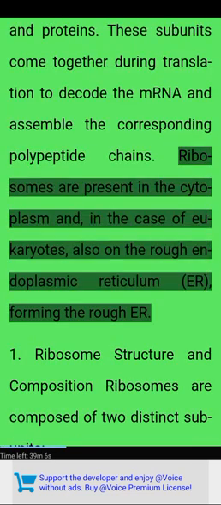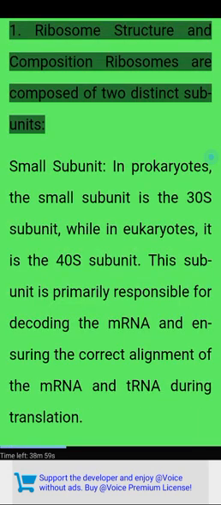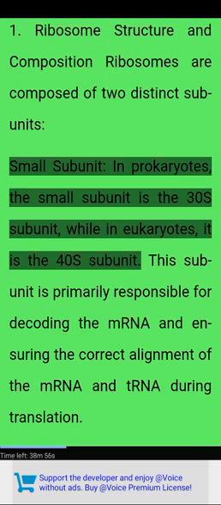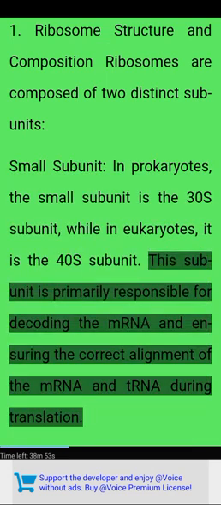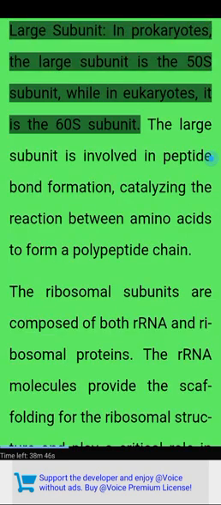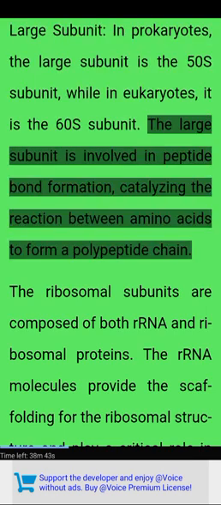Ribosomes are present in the cytoplasm and, in the case of eukaryotes, also on the rough endoplasmic reticulum, forming the rough ER. 1. Ribosome structure and composition. Ribosomes are composed of two distinct subunits. Small subunit: in prokaryotes, the small subunit is the 30S subunit, while in eukaryotes, it is the 40S subunit. This subunit is primarily responsible for decoding the mRNA and ensuring the correct alignment of the mRNA and tRNA during translation. Large subunit: in prokaryotes, the large subunit is the 50S subunit, while in eukaryotes, it is the 60S subunit. The large subunit is involved in peptide bond formation, catalyzing the reaction between amino acids to form a polypeptide chain.